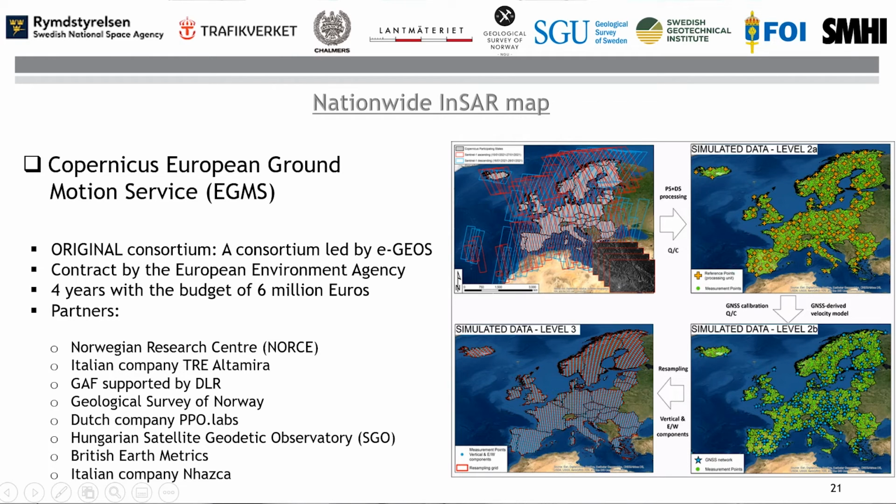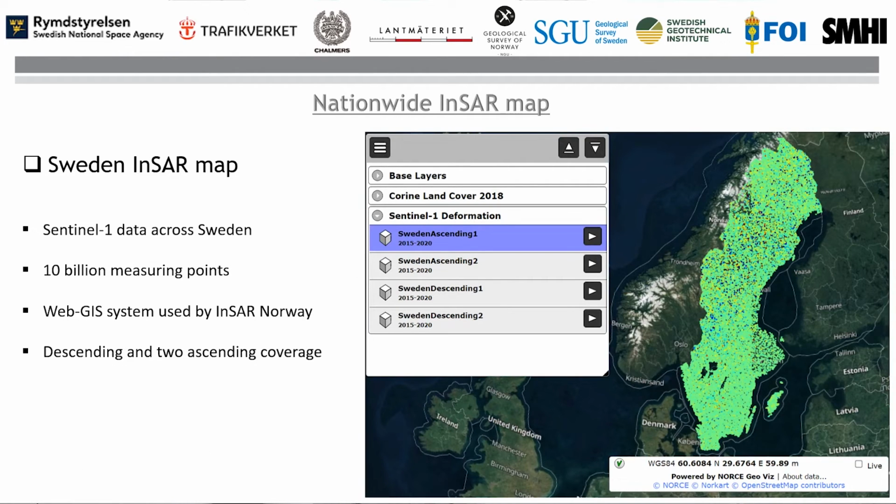And now let's talk about the nationwide InSAR map. The idea is to use Sentinel-1 data, A and B, in InSAR geometry. Now the system is available and will hopefully be accessible soon to the end user freely. It is a WebGIS system based on InSAR and created by Norway, including more than 10 billion measurement points.